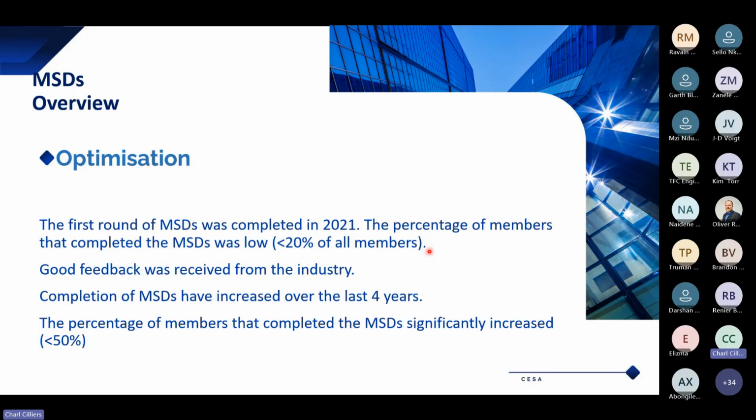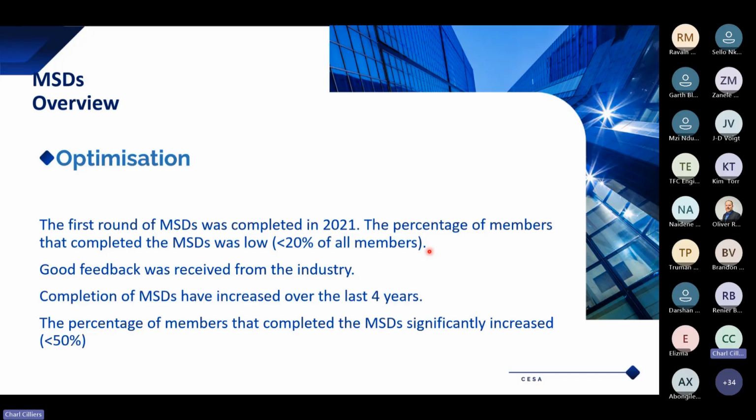Okay, then just in terms of optimization, like I said, the first year we sent out the MSDs to our members and asked them to complete it. It was in 2021. We had a small turnout of people who actually did it. It was less than 20%. But we got really good feedback from those members that did do it, and they basically asked specific questions, and we could see some of the MSD questions we had to slightly change to be a bit clearer. So we've updated as we go along.